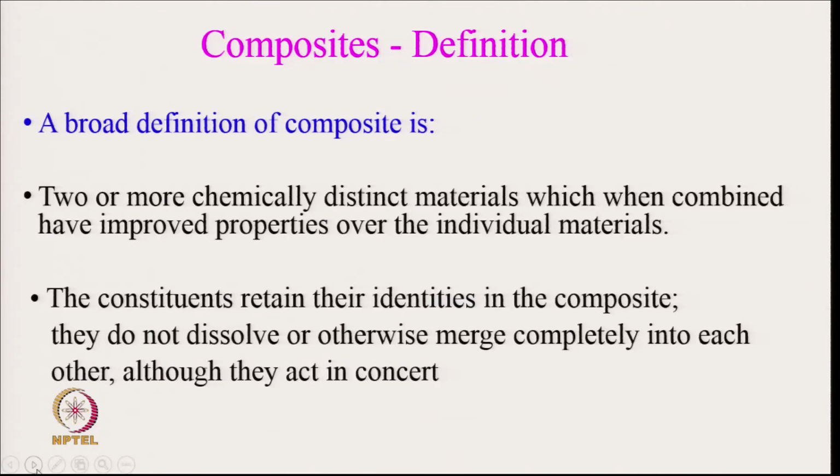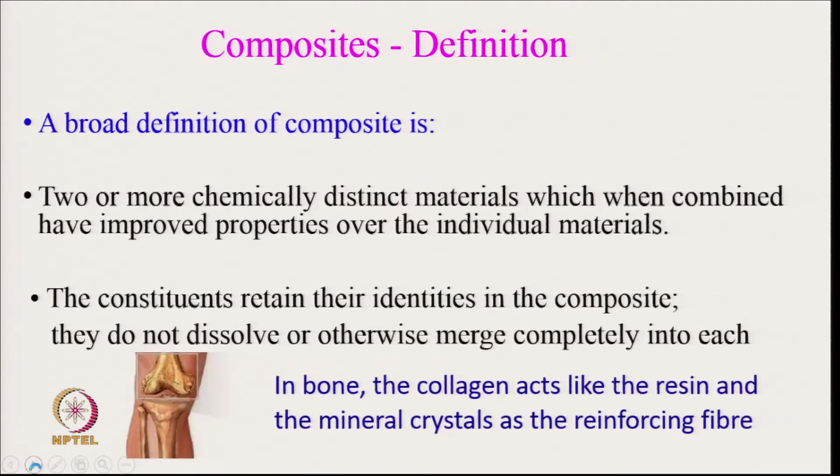What is the definition of a composite before we really discuss textile structural composite? Here is a very broad definition of composite. The definition is two or more chemically distinct materials which when combined have improved properties over the individual materials. So, what happens in composites? The constituents retain their identities in the composite. They do not dissolve or otherwise merge completely into each other, although they act in concert. So, individual constituents keep their identity in the finished composite product.